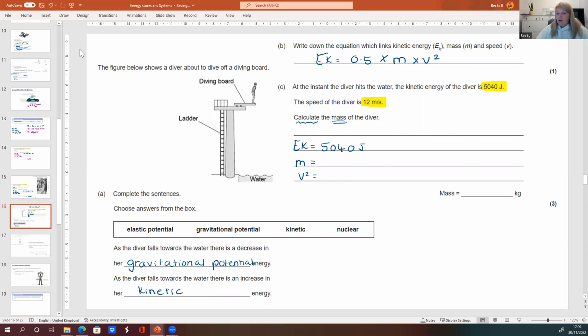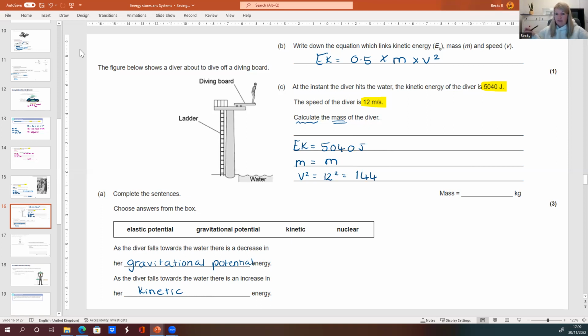So just like before, I'm not going to put it as a question mark. I'm not going to change it in any way. I'm just going to leave it as m. v squared, I've got 12. Square it, do it now. So that's 144. Now I know I've got the equation written up there and that would get me the mark. Tick, I've already got that.